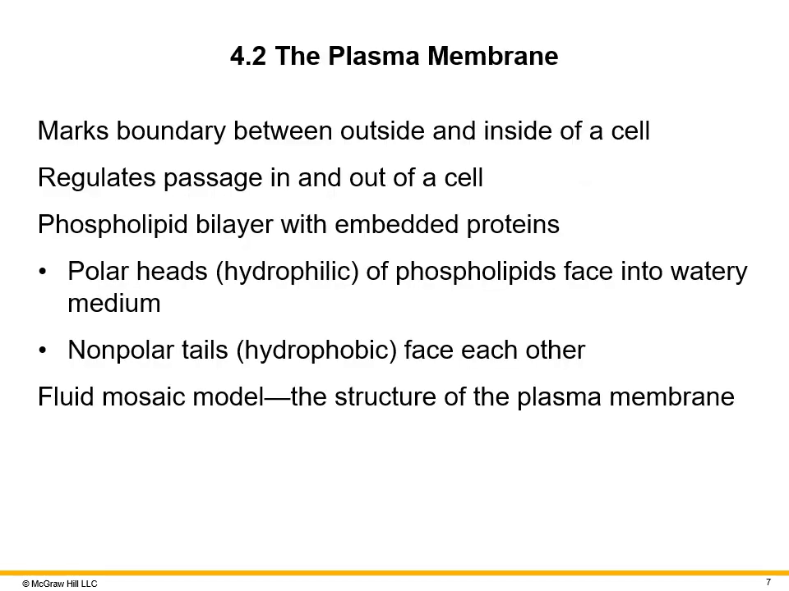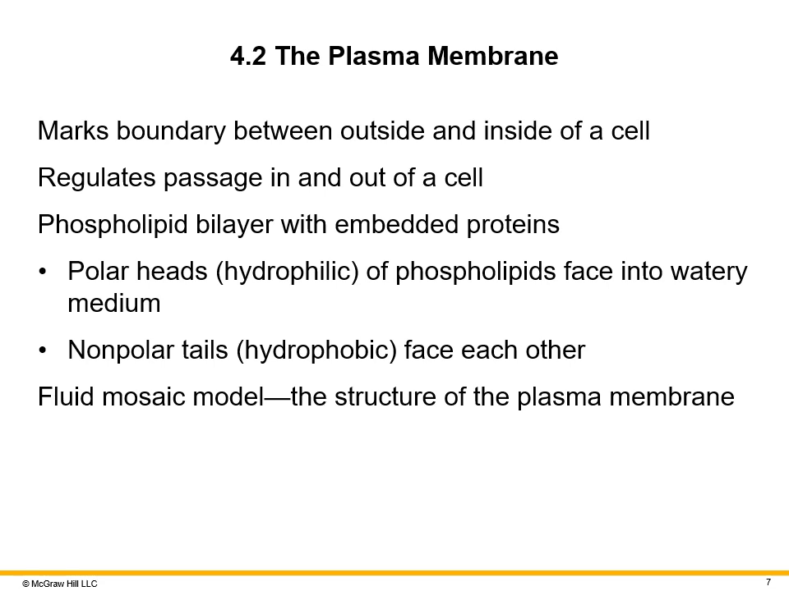Okay, so next we're going to discuss the plasma membrane. The plasma membrane is also called the cell membrane, and it is made up of phospholipids. There are going to be two phospholipid layers, so we call this a phospholipid bilayer. So we have three different names for the cell membrane: the cell membrane itself, the plasma membrane, or the phospholipid bilayer.